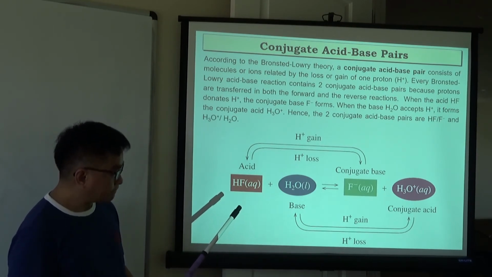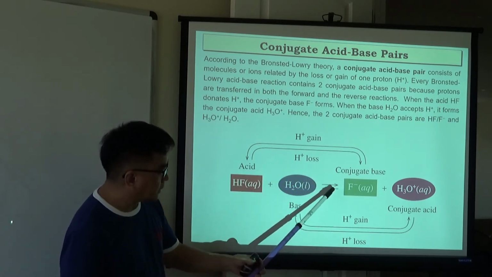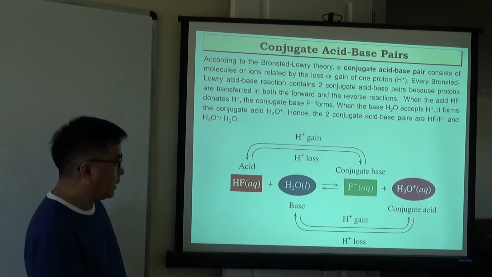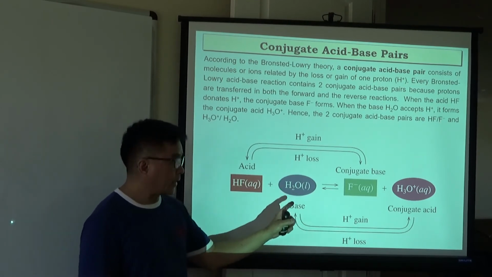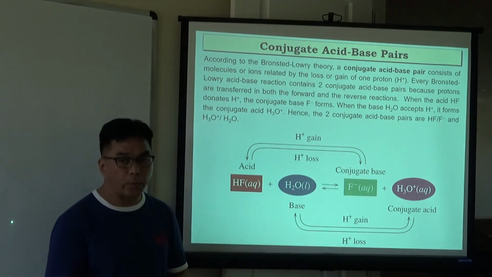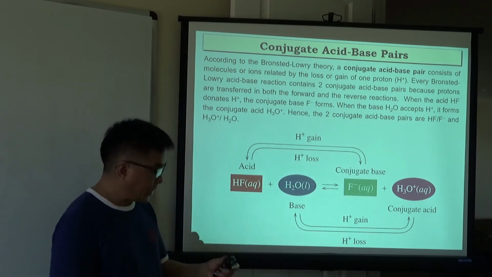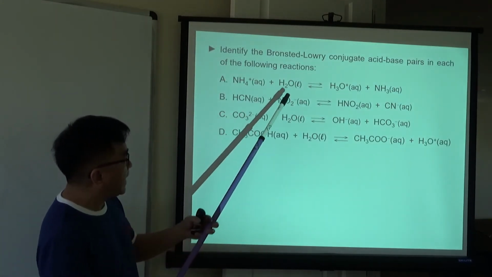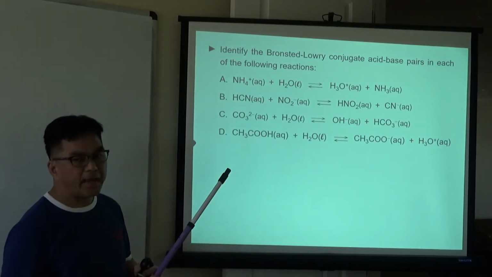Between the acid and the conjugate base is the gain and loss of a hydrogen. You always look for the acid and the base on the left side of the equation, and the conjugate acid and the conjugate base always on the right side of the equation. So that's the convention for Bronsted-Lowry acid-base reactions. Let's look at this example here. Identify the Bronsted-Lowry conjugate acid-base pair in each of the following reactions.